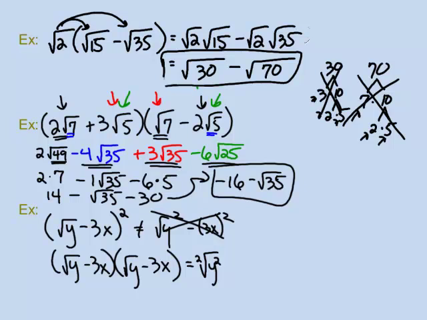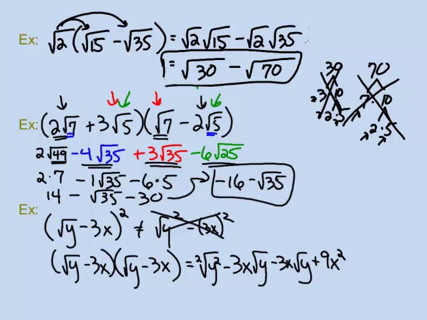Inner product, negative 3x times the square root of y is exactly that. Minus 3 times x times the square root of y. Outer product will be square root of y times minus 3x, which also is minus 3x, square root of y. And the last two terms, minus 3x and minus 3x, negative times negative is a positive 9. And then x times x, of course, is x squared.